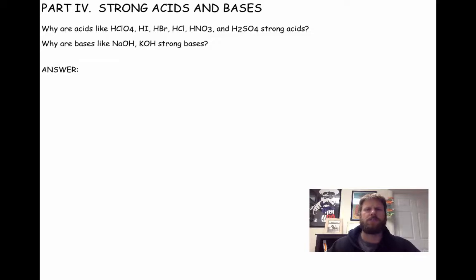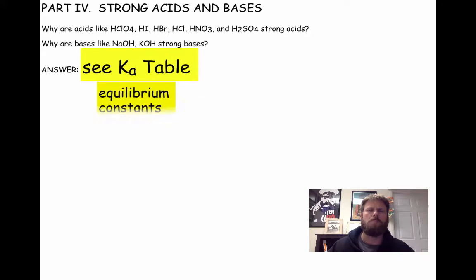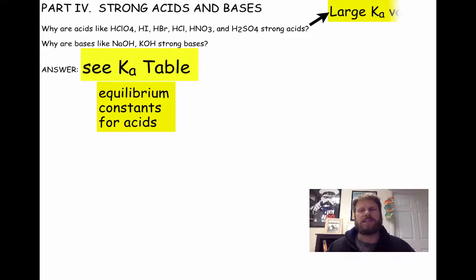Let's talk about the definition of a strong acid or a strong base. What makes an acid strong or weak? To do this, we're going to look at the Ka table on the back of the notes. Ka stands for equilibrium constant for an acid, and the size of the Ka value will tell you the strength of the acid.